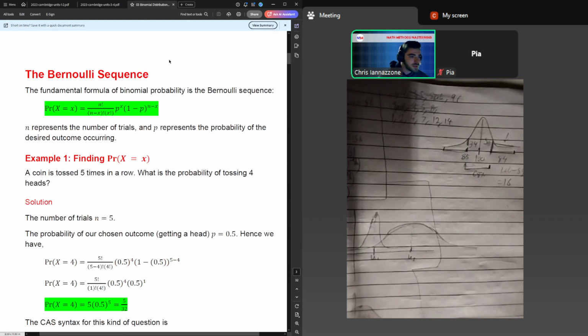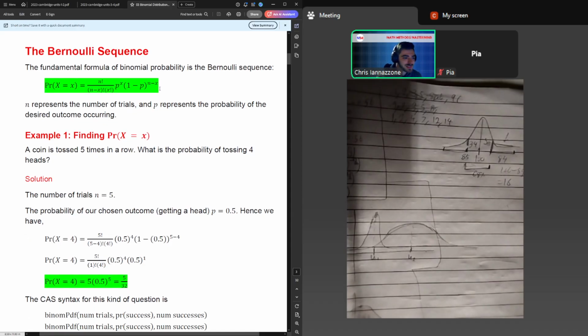But okay, the way we calculate binomial, at least by hand, is always going to be some form of Bernoulli sequence. You might have to do one Bernoulli sequence in the context of calculating a single probability, or you might have to do multiple Bernoulli sequences back to back if you have to calculate a range of probabilities.